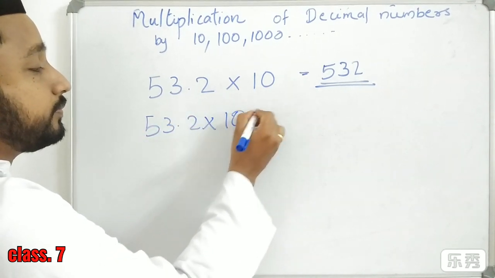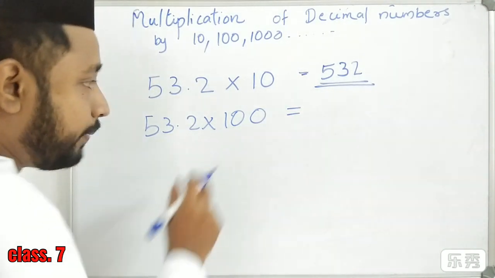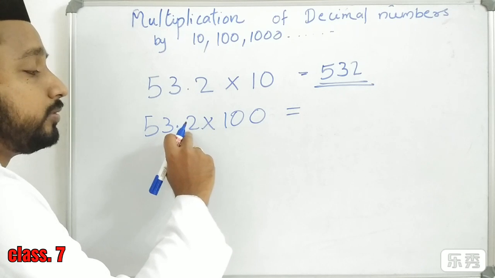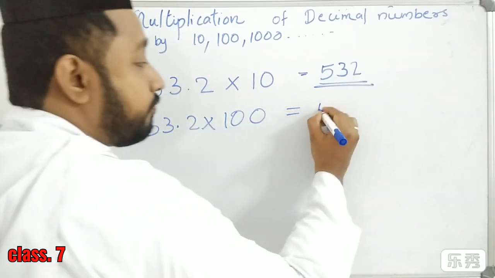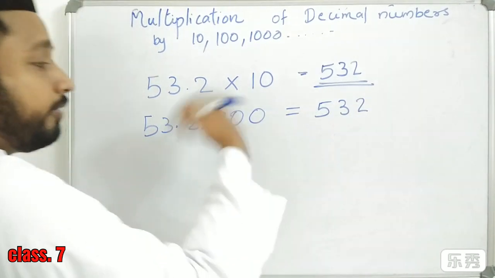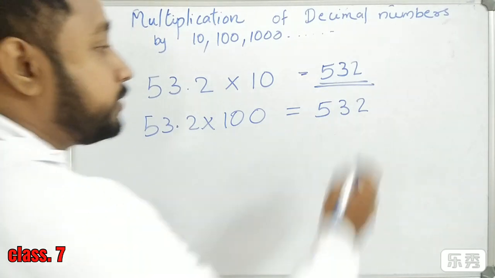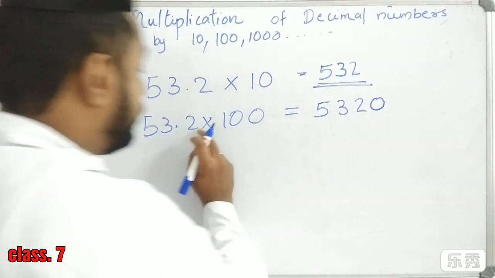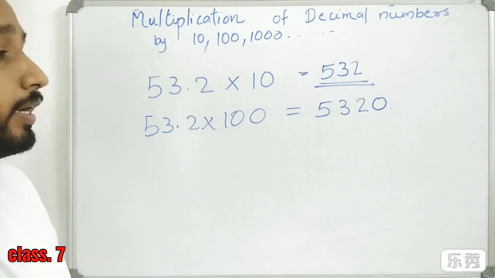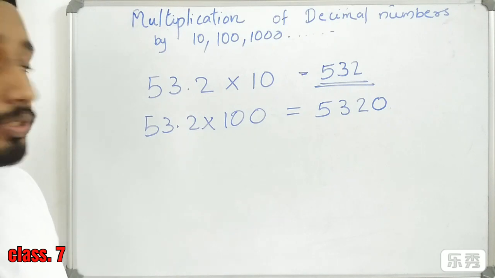Another example, 53.2 into 100. How many zeros are there? There are 2 zeros. Here the point is here. You have to move 2 decimal points. Moving 1 digit gives 532, and since no other digits are there, we place 0, then put the point. So 53.2 into 100 means 5320.